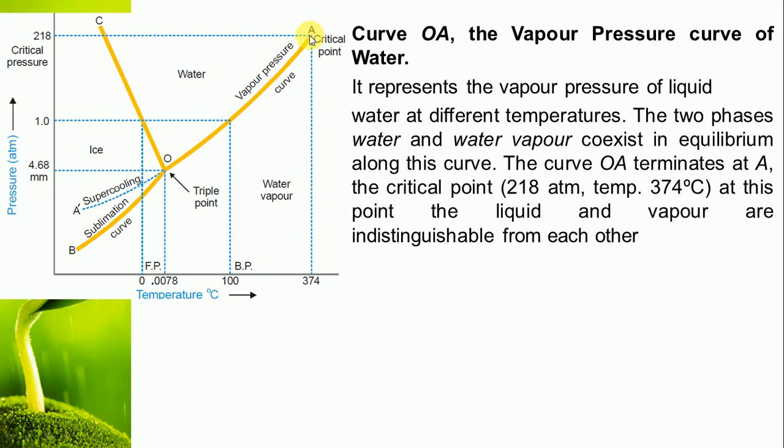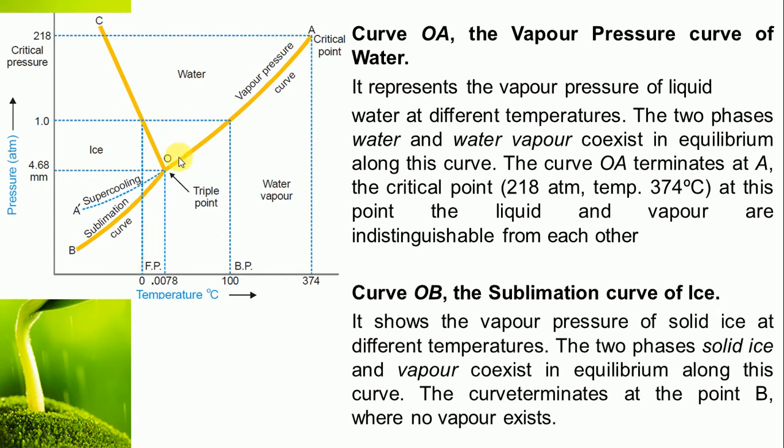So we can say that the curve OA terminates at A, the critical point, where the pressure and temperature are, as I have already mentioned, 218 and 374. At this point, the liquid and water vapor are indistinguishable from each other. That means after this point, liquid water and water vapor will not coexist in dynamic equilibrium.